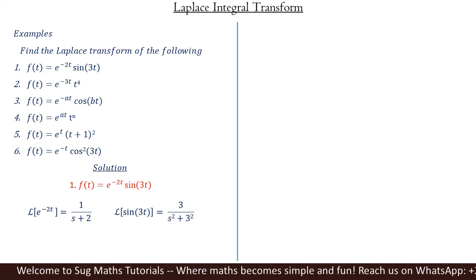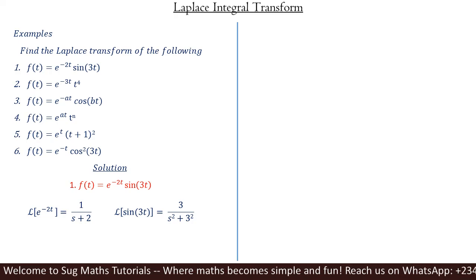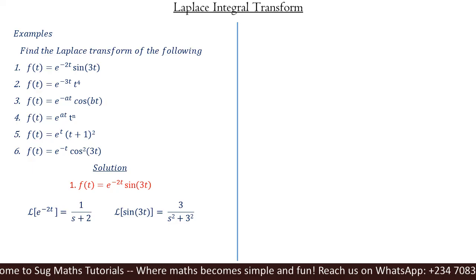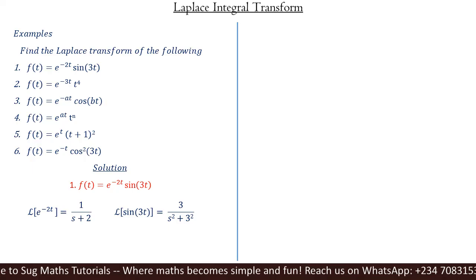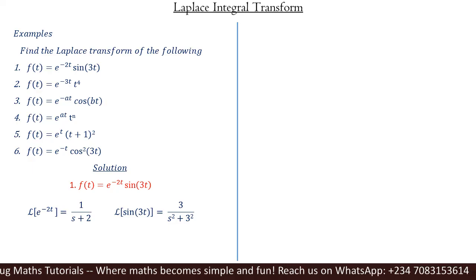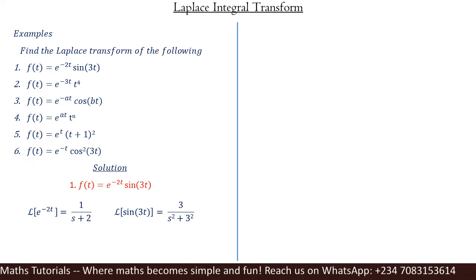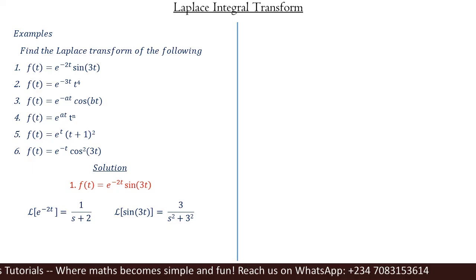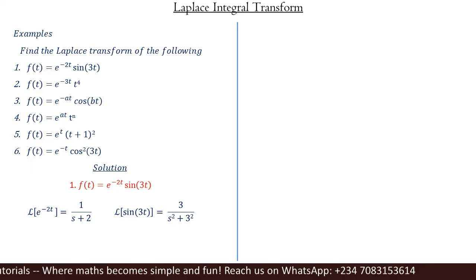Now look at it. We have the Laplace transform of e raised to the power of minus 2t, which gives us 1 all over s plus 2. We consider this s plus 2. Now, in the next function, which is the Laplace transform of sine 3t, anywhere we see s, that is where we are going to insert this s plus 2. Meaning here, we have 3 all over s squared, and in this place we have s. That is where we are going to insert our s plus 2.